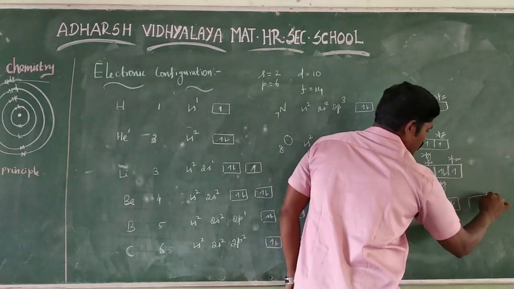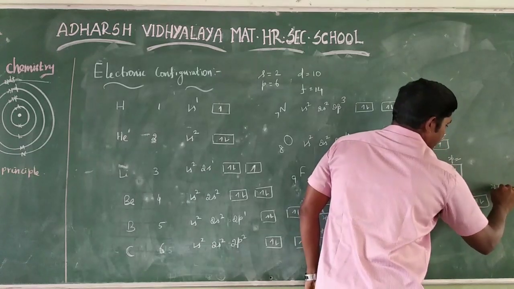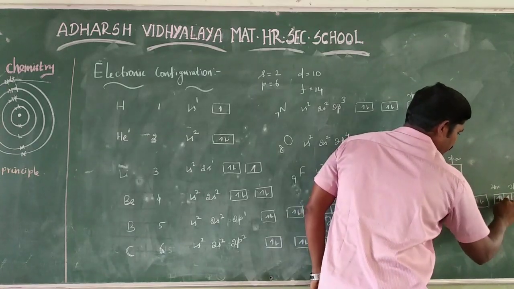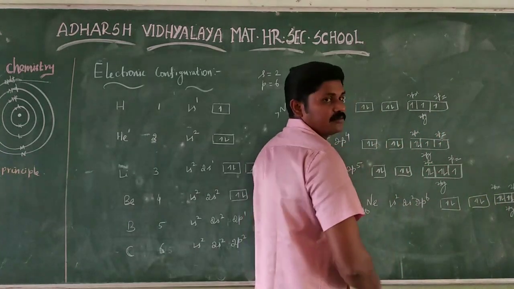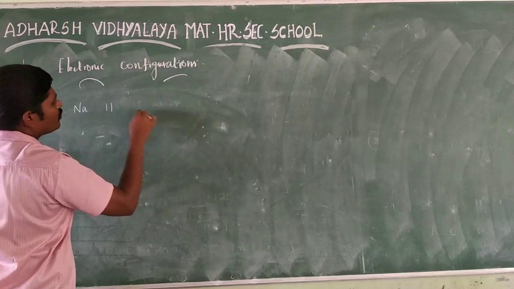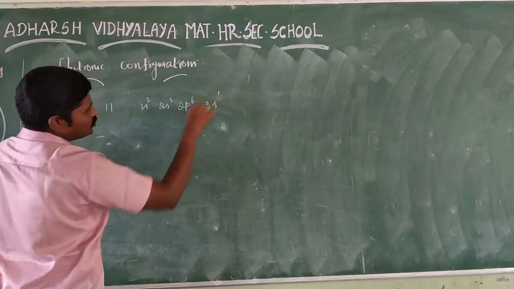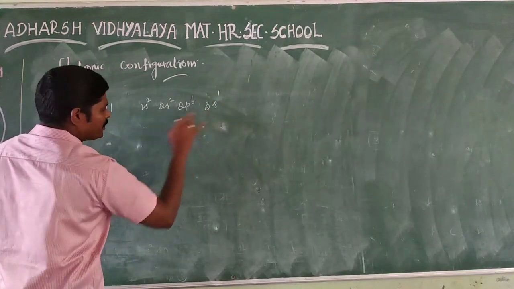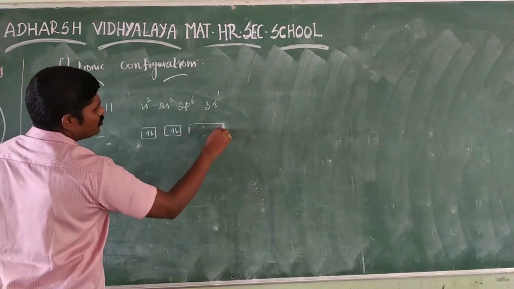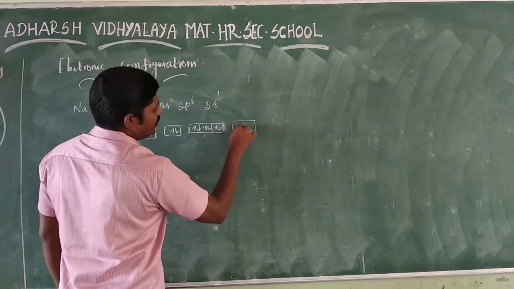1s2, 2s2, 2px, 2py, 2pz: 1, 2, 3, 4, 5, 6. So neon, right? Sodium, atomic number 11: 1s2, 2s2, 2p6, 3s1, according to the Aufbau principle. 1s2, 2s2, and 2p with 6 electrons, then 3s1.